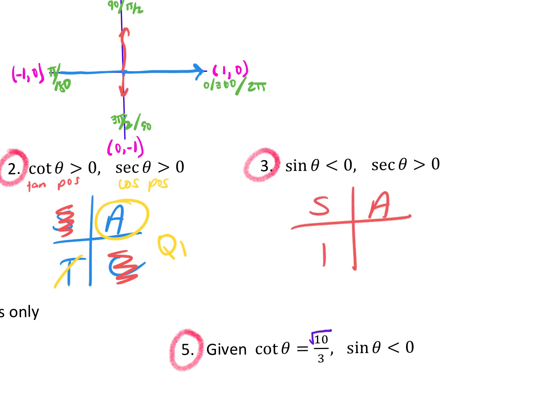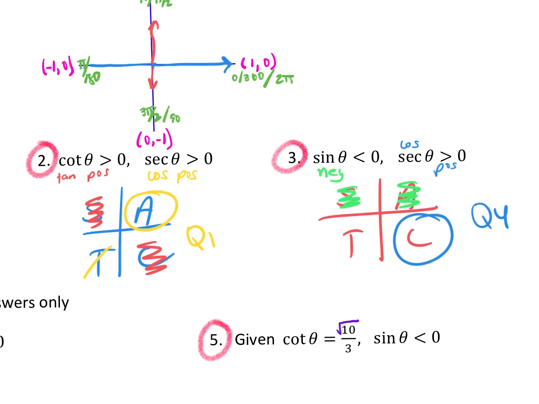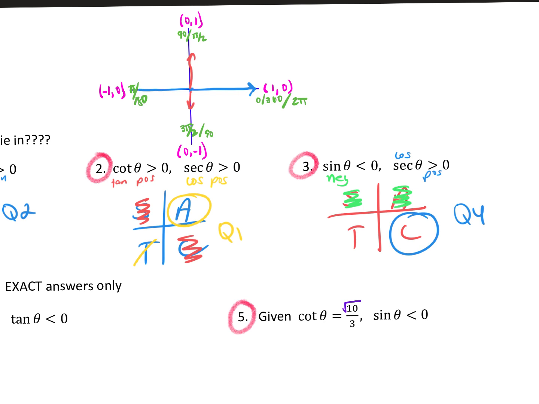All Students Take Calculus. My first constraint says sine is negative. So what can I cross off? A and S. Good. My second constraint says secant, which also goes with cosine, is positive, greater than 0. Where is cosine positive? In quadrant 4. C. Good. Anybody have any questions about that? 2 of the 7 on your quiz are that. It's a very important concept.